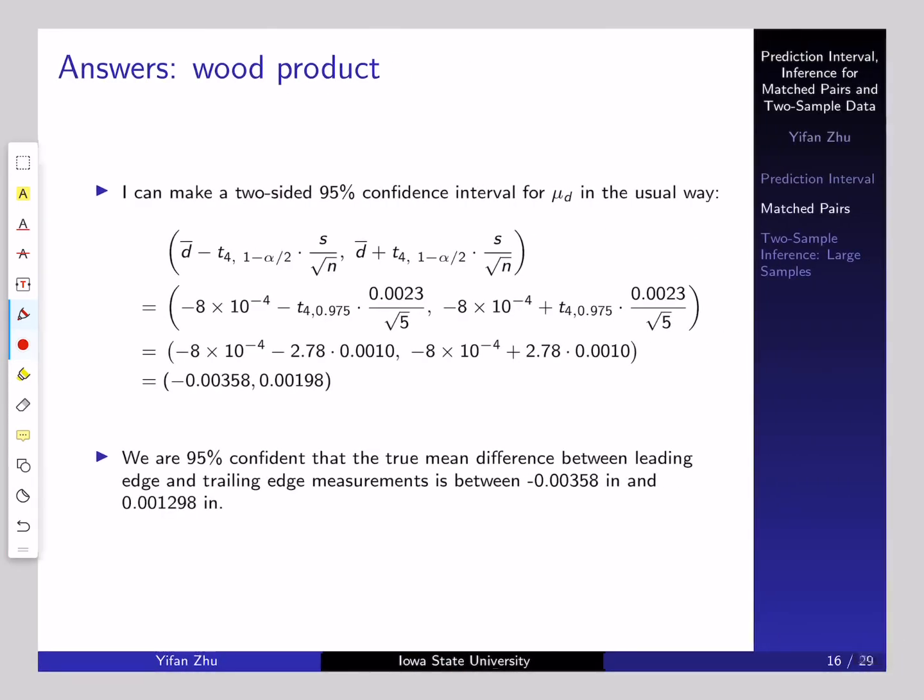And the 95% confidence interval, again, is like this. We use the 1 minus alpha over 2 quantile, and we obtained an interval containing 0. It should contain 0 because we failed to reject the null. And we are 95% confident that the true mean difference between these two measurements is between these two numbers.